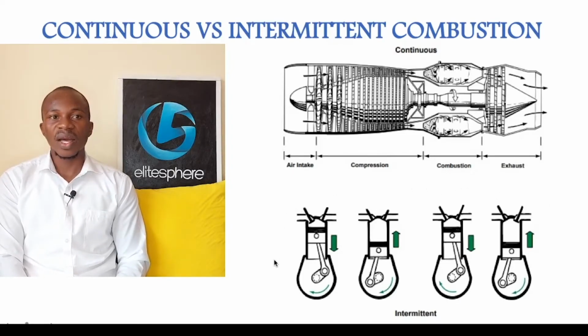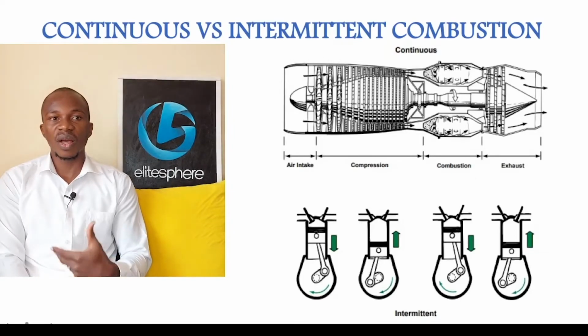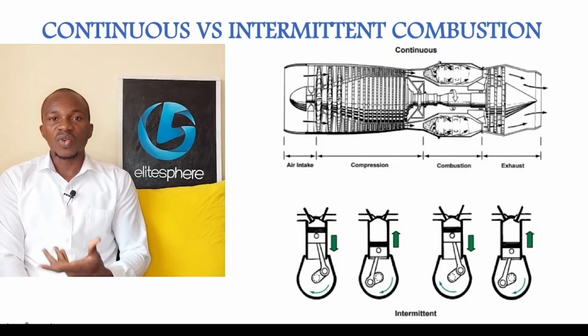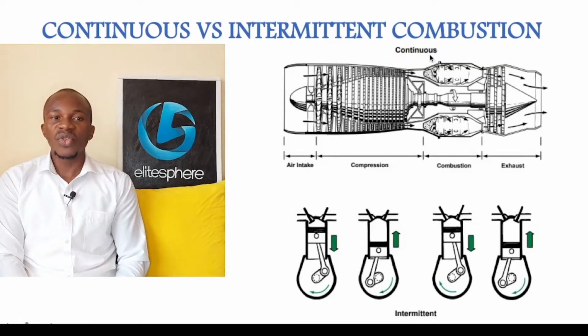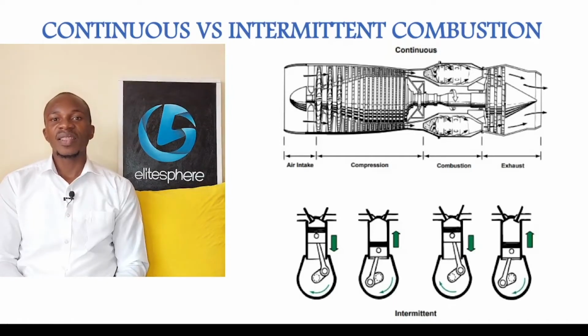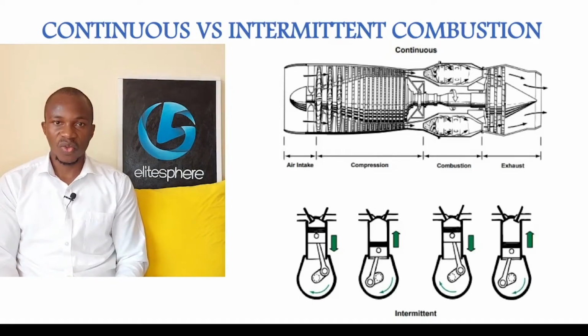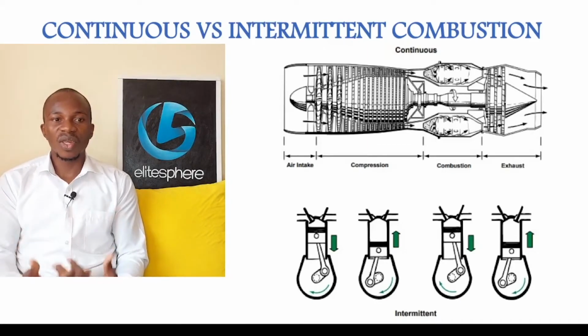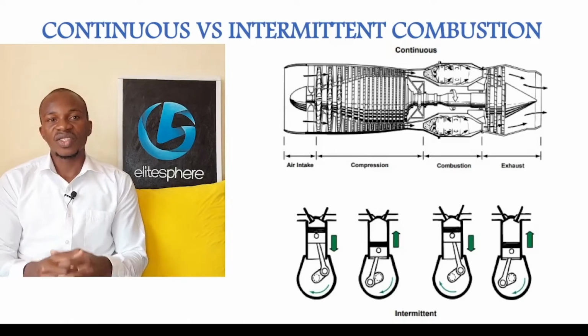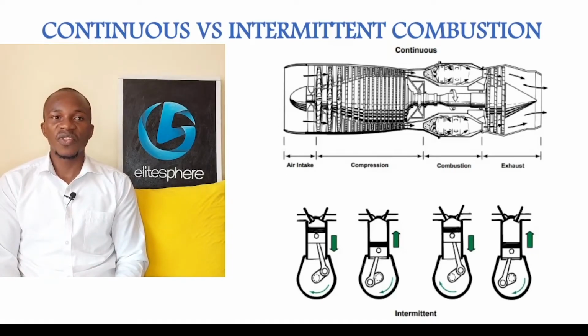I want to point out one thing. In a gas turbine engine, the events and the processes that take place inside the aircraft engine during combustion are continuous events, while in a piston engine, these events are intermittent. In a gas turbine engine, these events take place at the same time in different locations. In a piston engine, these events take place in the same location, which is in the cylinder, but at different times. So this is a major difference between a gas turbine engine and a piston engine.